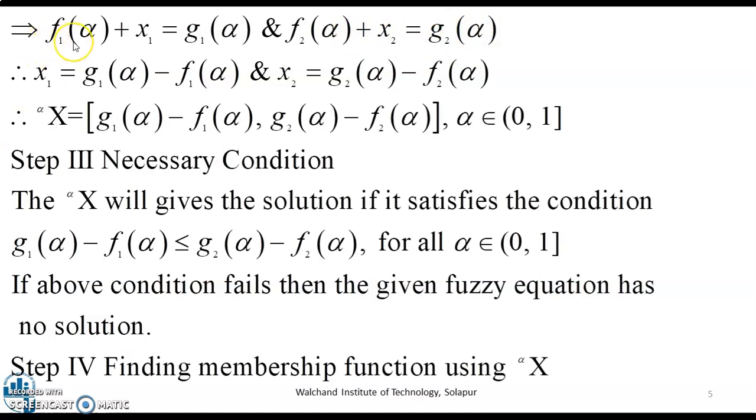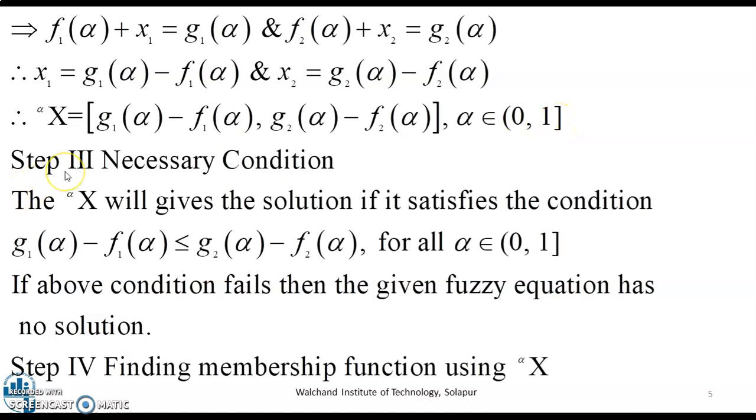Now actually our aim is finding the values of x1 and x2. Solving these two equations for x1 and x2, we get x1 equal to g1 of alpha minus f1 of alpha, and x2 is equal to g2 of alpha minus f2 of alpha. Now substituting the values of x1 and x2 in the alpha cut of x, we get this new expression where alpha belongs to open 0 to close 1.